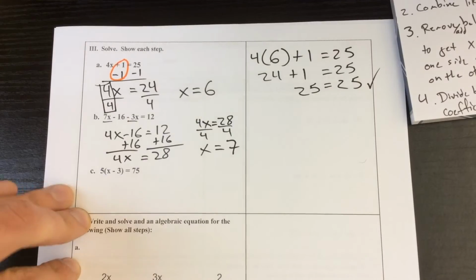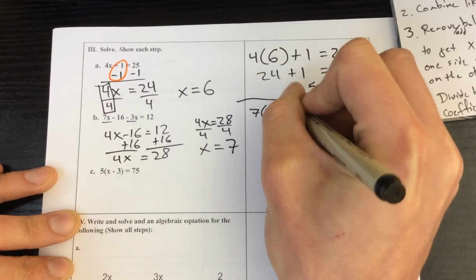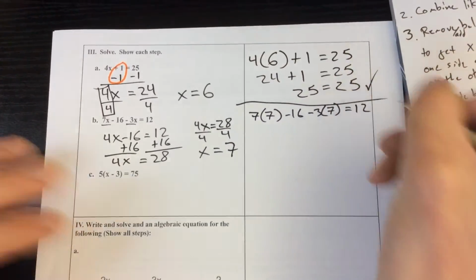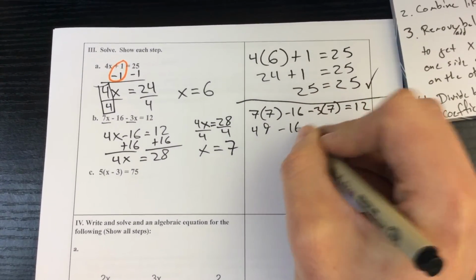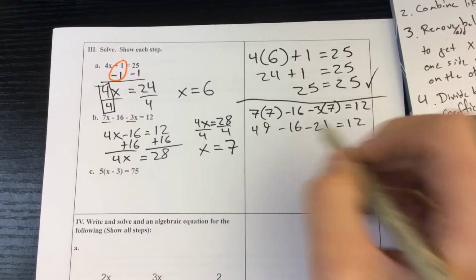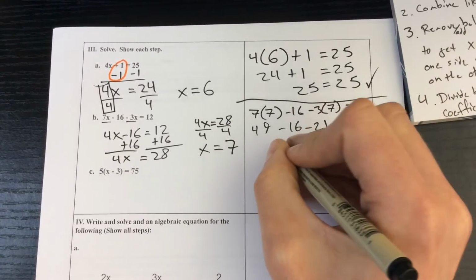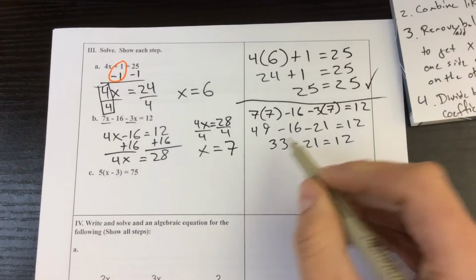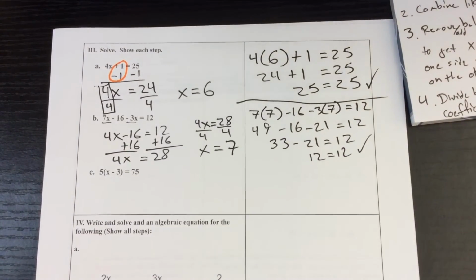Again, let's go ahead and practice checking our work. So plug in a 7 for x: 7 times 7 minus 16 minus 3 times 7 equals 12. 7 times 7 is 49, minus 16, 3 times 7 is 21. 49 minus 16, I have to think about this for a second, is 33. And then 33 minus 21 is 12. So we know we have the right answer because we got a true statement there.